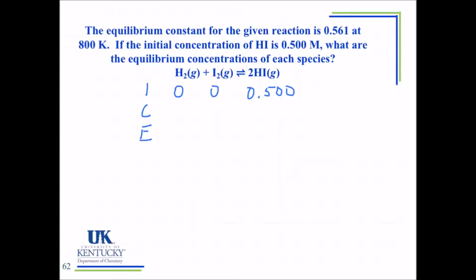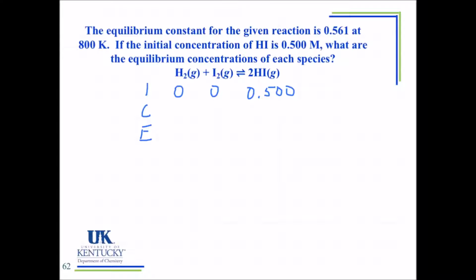Now this problem is a little bit different because here we're starting with product, or something on the right side of the equation, rather than the left side. It really doesn't matter what we start with because it's an equilibrium reaction. The process is actually going in both directions. For our change row, we still have to do it in terms of X.